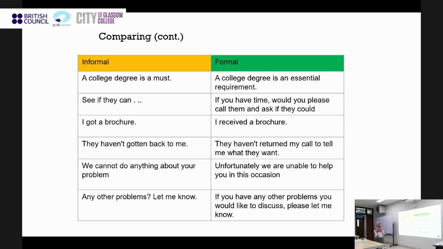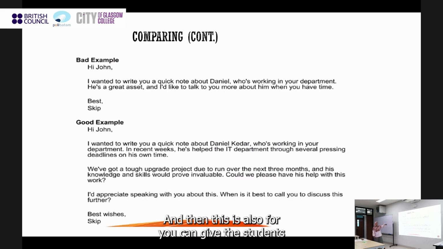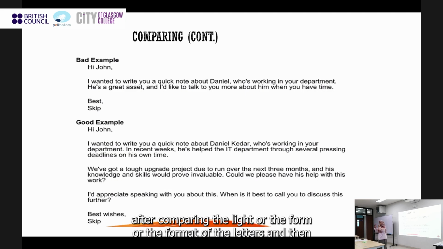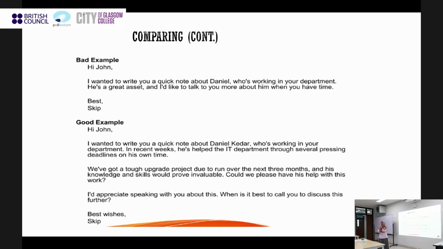Okay, and then you can give the students this after comparing the layout or the format of the letters, and then comparing the sentences. Then you can go into comparing examples of the letters. For example, you can see here, this is the poor one, and this is the good example of that letter. Why can we see this is the bad example?